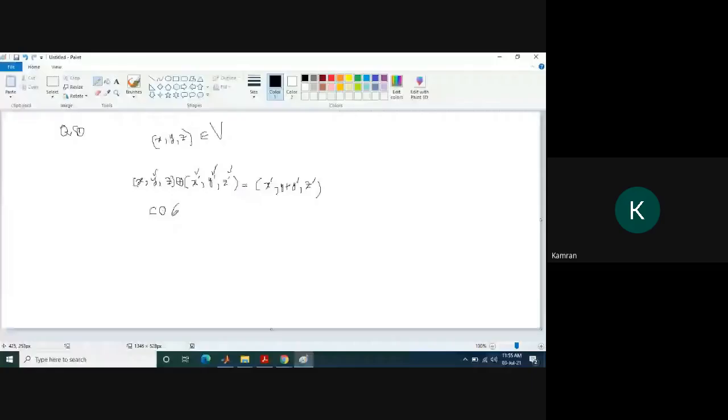And the multiplication is defined as c dot (x, y, z), which is the same as we do in case of ordered triples. It is defined as (cx, cy, cz). So for a vector space, we need to verify all the properties, condition alpha, conditions A, B, C, D.